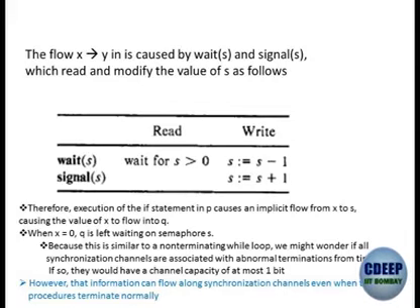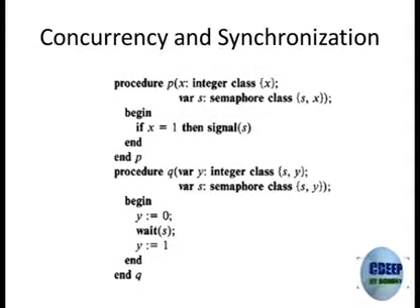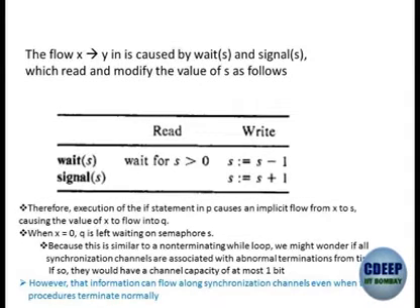Technically, we might wonder if all synchronization channels are also associated with abnormal terminations from timeout. The question that arises is, whenever there is no exception, then you have an abnormal termination. And when you say timeout, it means that this process has been preempted in T seconds. What it essentially means is that one bit of information goes, whether X equals 1 or X equals 0, so in the context of channel capacity, it corresponds to one bit.